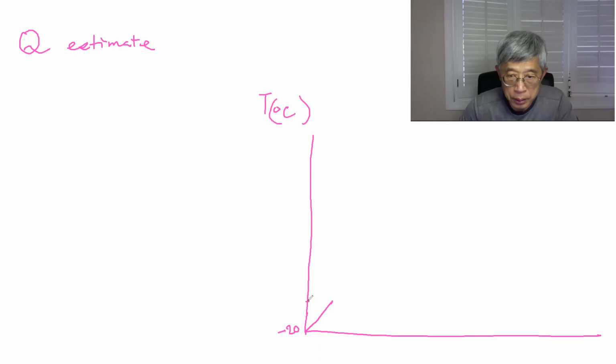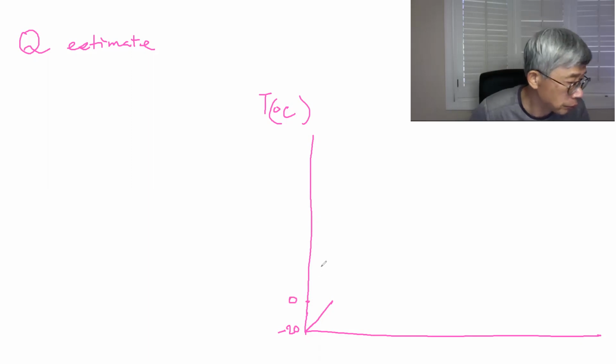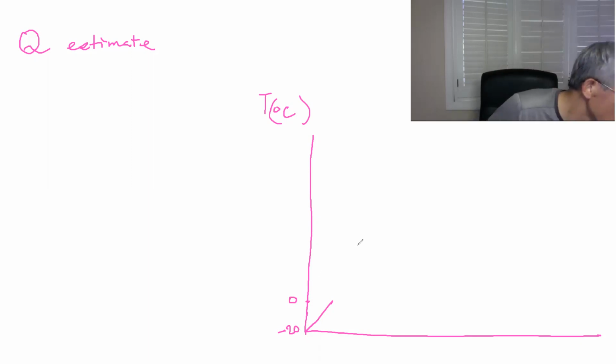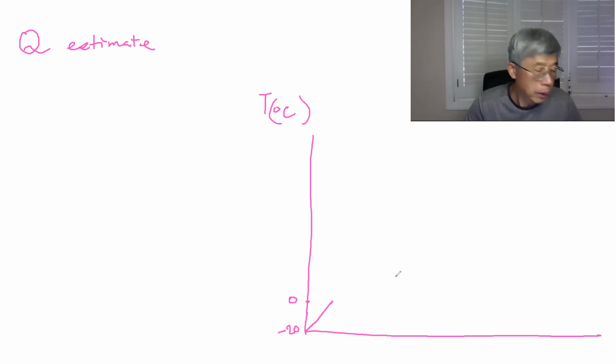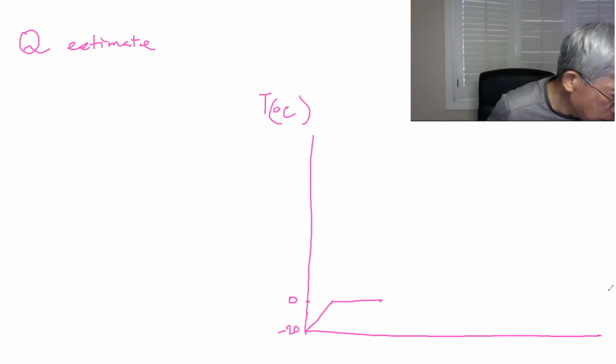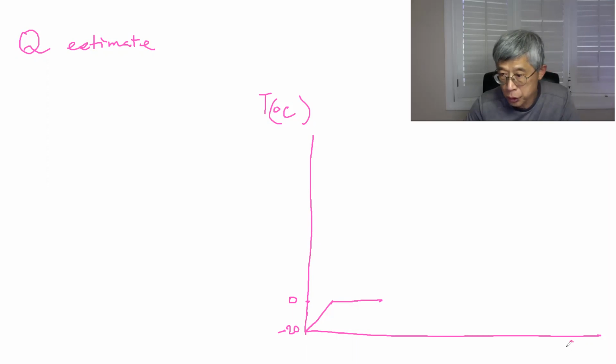And then here is 0. And it's going to have this latent heat right here, and it's going to stay at 0, right? And this axis here is the heat added, so this is the Q. So right here, at this point, it melts. It's from ice to water.